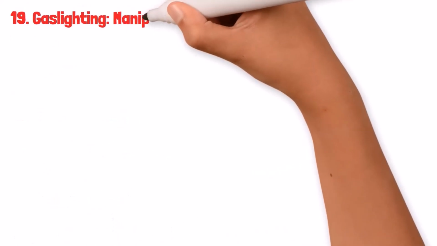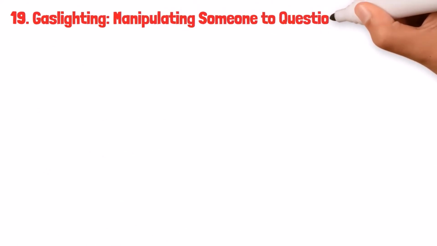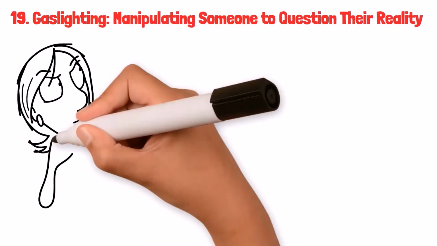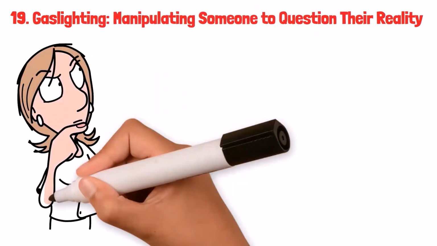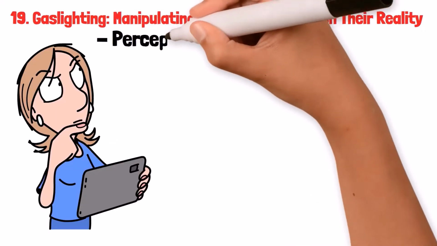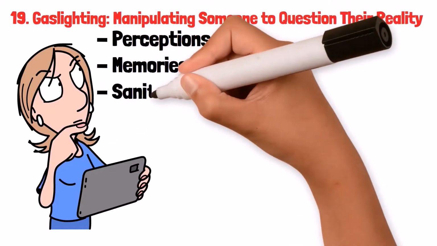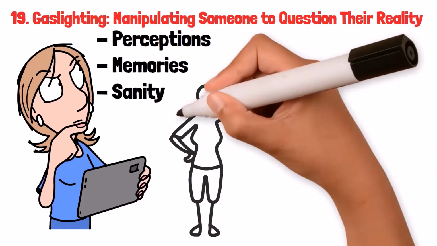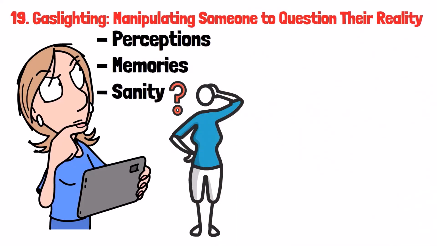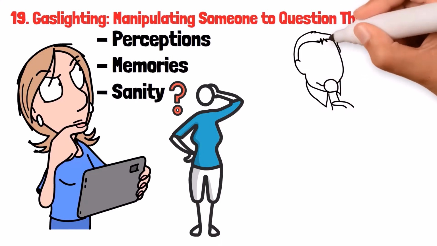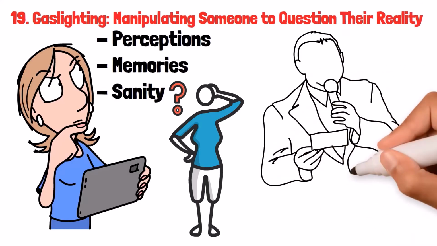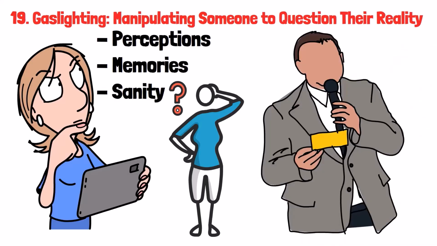19. Gaslighting, manipulating someone to question their reality. Gaslighting is a psychological manipulation technique where the propagandist makes someone doubt their own perceptions, memories, or sanity. This technique is often used to control or dominate others by making them question their reality. For example, a leader might deny making a controversial statement that was recorded and widely reported, insisting that those who remember it are mistaken or deceived.